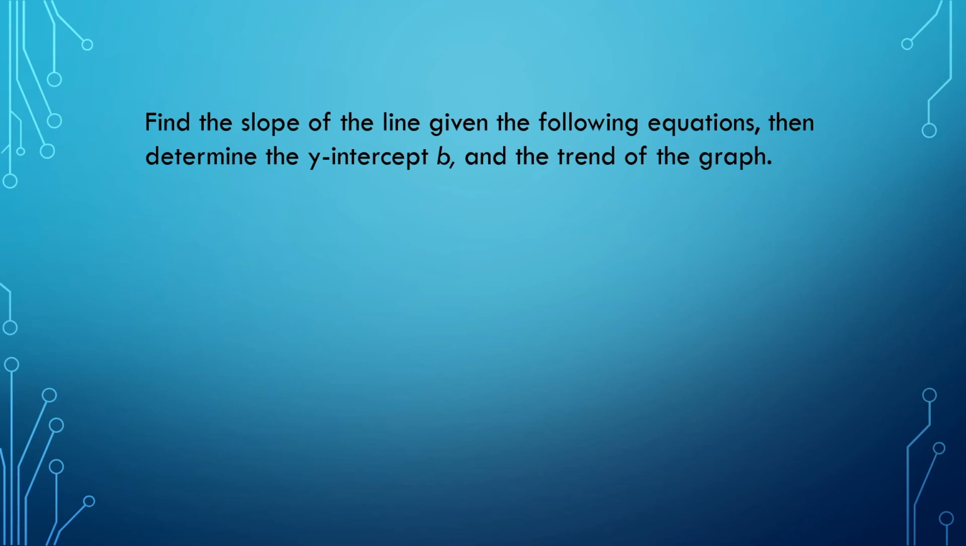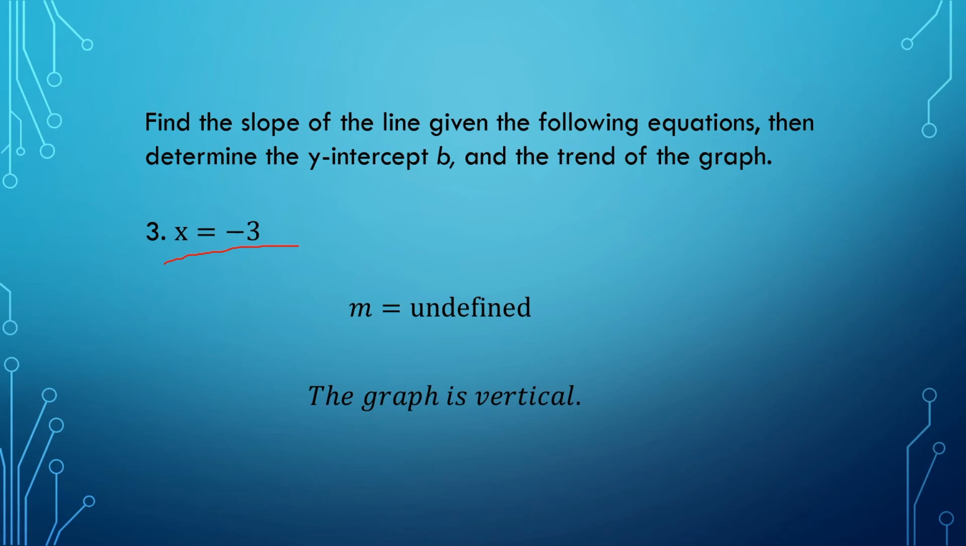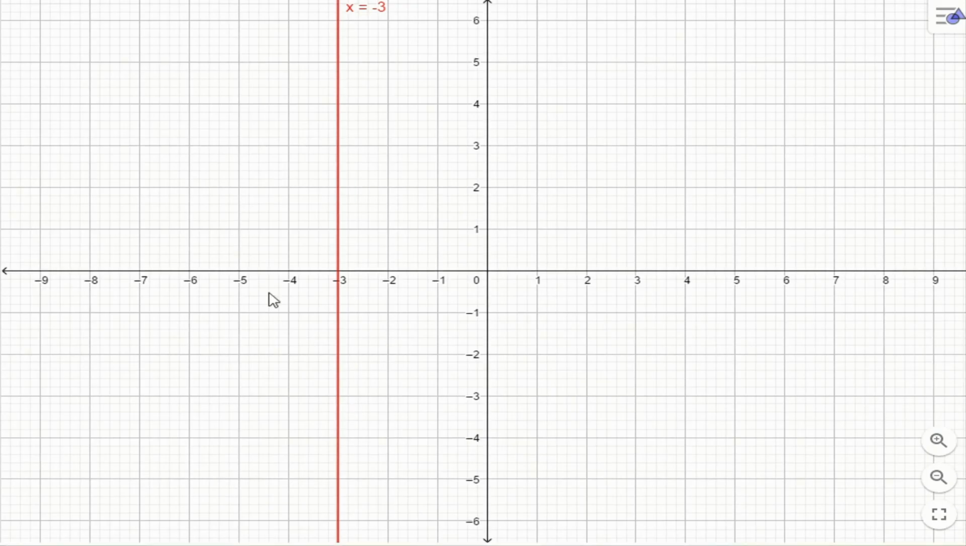For our third equation, we have x is equal to negative 3. Since this is not in slope-intercept form, our slope is undefined. If our slope is undefined, the graph is vertical. So this is how the graph of the equation x is equal to negative 3 looks like. Vertical, and x is negative 3. So all of its x-coordinates are negative 3.